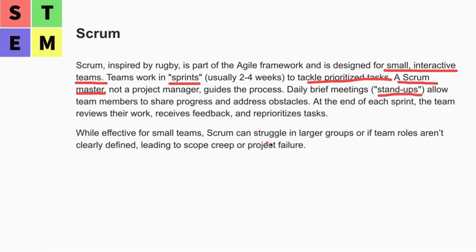Scrum can struggle in large groups if team roles aren't clarified and defined, leading to scope creep or project failure. So yeah, it's just part of the Agile issue. But the benefits are way more than the issues when using this methodology. Of course, we're going to talk more about this.